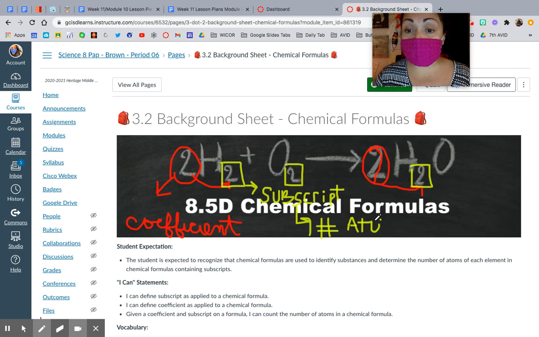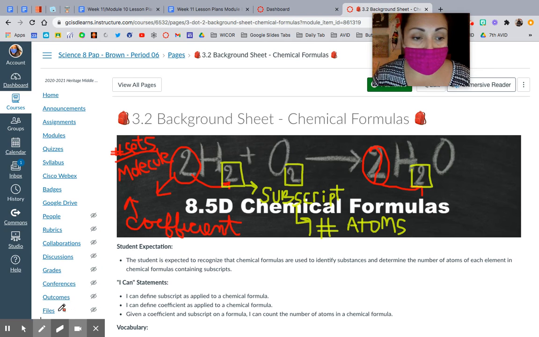So all our Bohr diagrams, our Lewis dot structures, those are all atoms. Versus the coefficient tells you the number of molecules or sets. So remember, a molecule is more than one atom. So molecule, M-O-L-E-C-U-L-E. And the molecule is also the number of sets. So how many groups you have. So I like to think of atoms as like grapes and molecules as like bunches of grapes, or atoms as eggs and molecules as the carton of eggs.